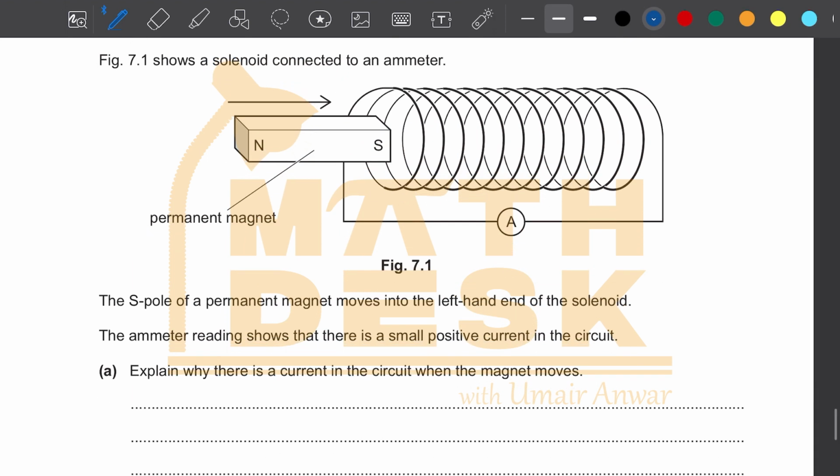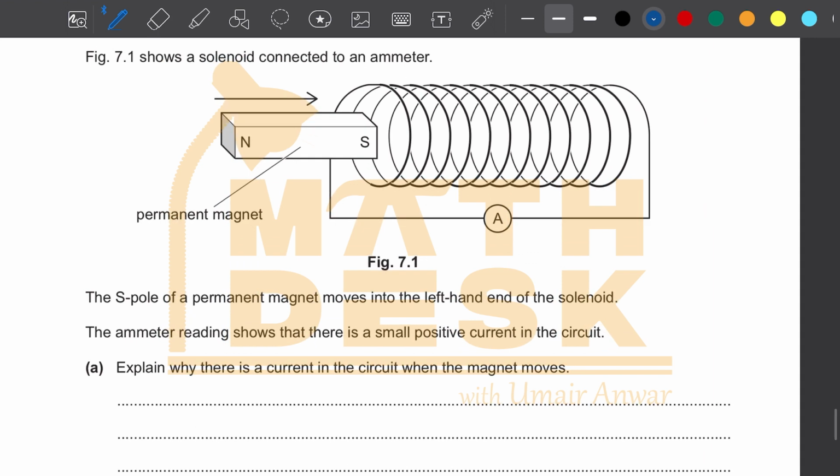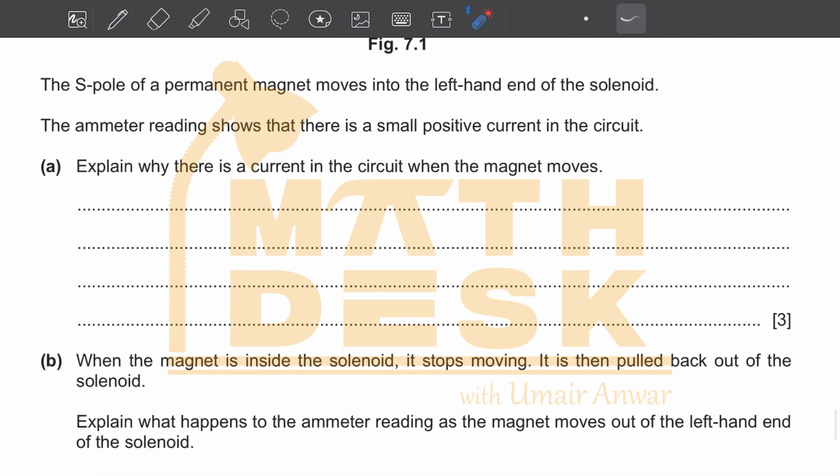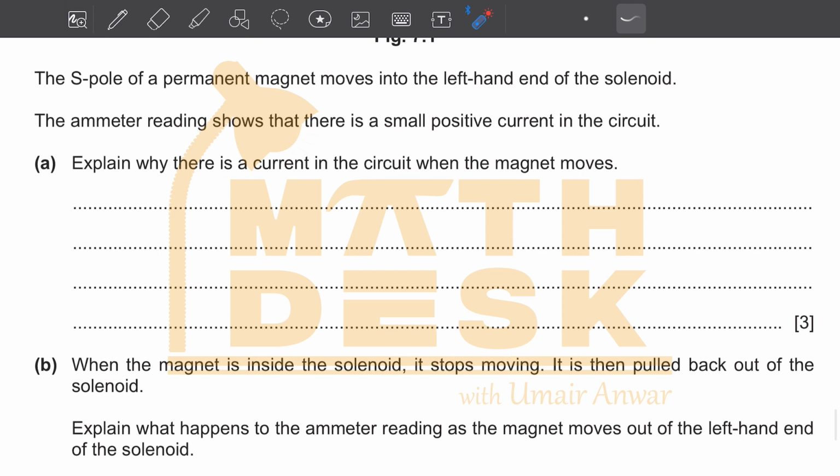It says figure 7.1 shows a solenoid connected to an ammeter. So we have a solenoid over here, the coil. Then we have an ammeter connected across it, so it would detect the current if there is any current in the coil. And then we have a permanent magnet which is moving towards the coil. The S pole of a permanent magnet moves into the left hand end of the solenoid. The ammeter reading shows that there is a small positive current in the circuit. Explain why there is a current in the circuit when the magnet moves.